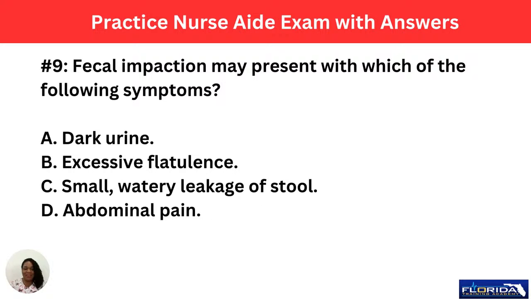Number 9, fecal impaction or severe constipation. Fecal impaction may present with which of the following symptoms? A, dark urine. B, excessive flatulence or gas. C, small watery leakage of stool. Or D, abdominal pain. Ooh, this one is tricky.